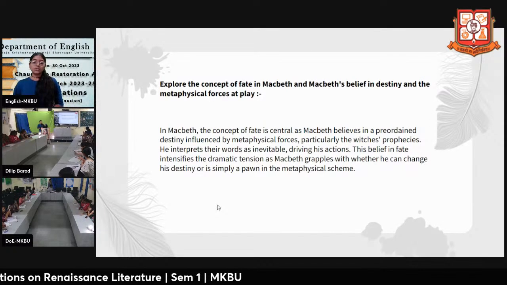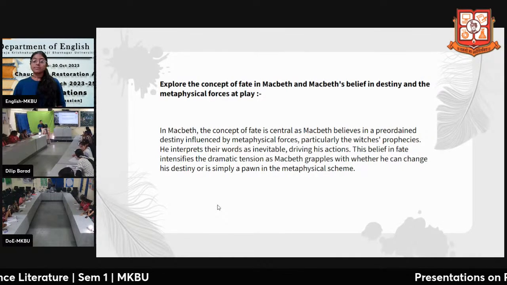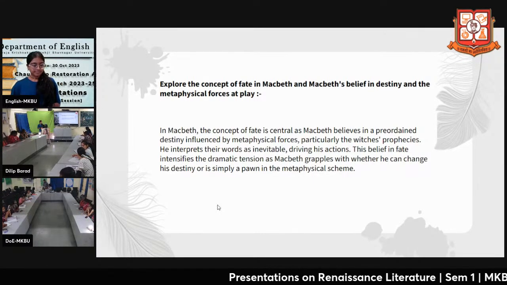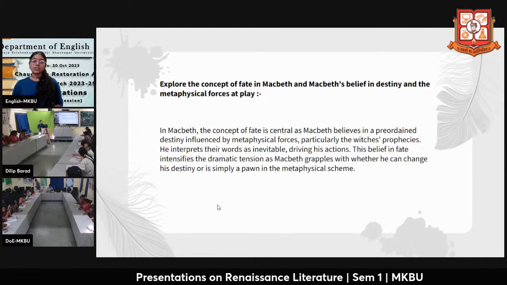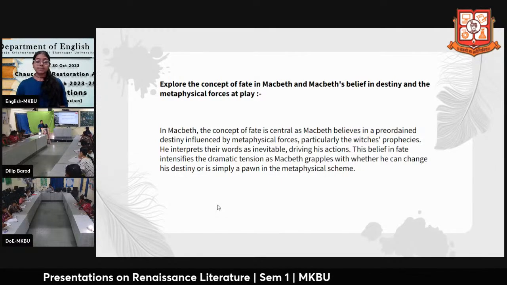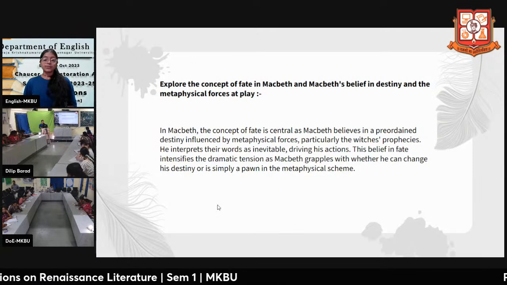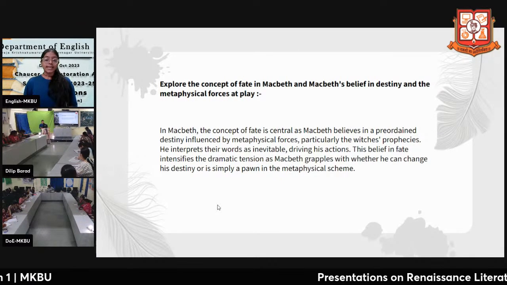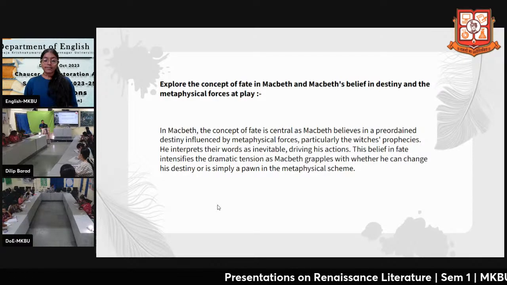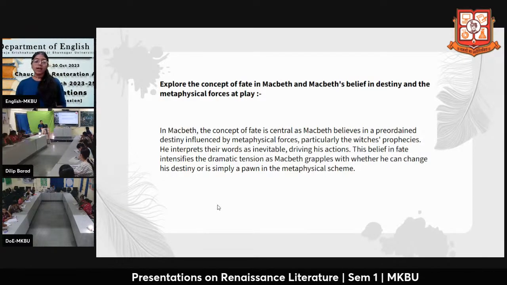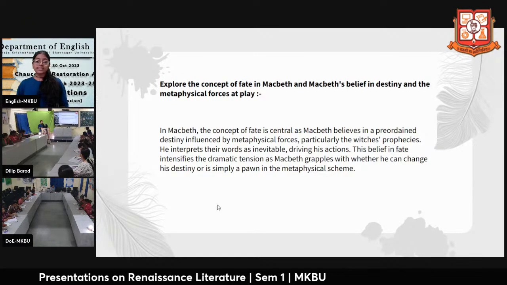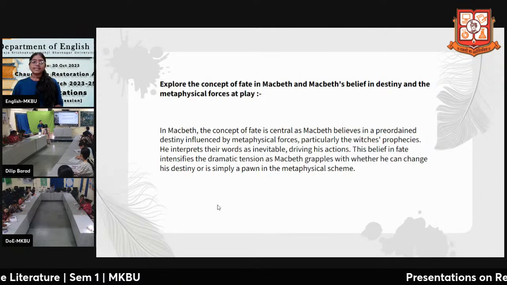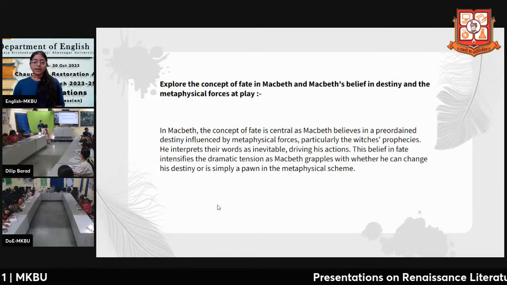Then, explore the concept of fate in Macbeth and his belief in destiny and the metaphysical forces at play. The concept of fate is central as Macbeth believed in destiny influenced by metaphysical forces like the witches' prophecies. He interprets their words as driving his action. This belief in fate intensifies the dramatic tension as Macbeth grapples with whether he can change his destiny or is simply a pawn in the metaphysical scheme.